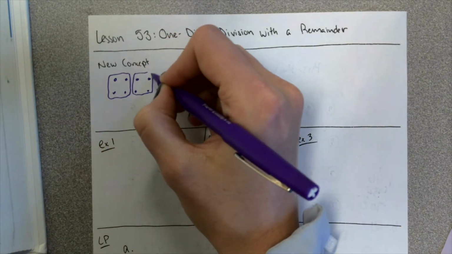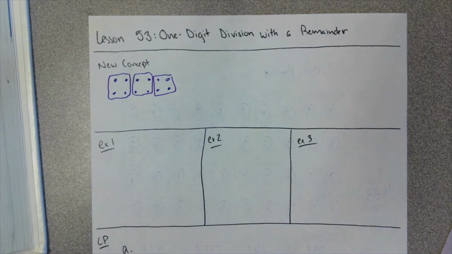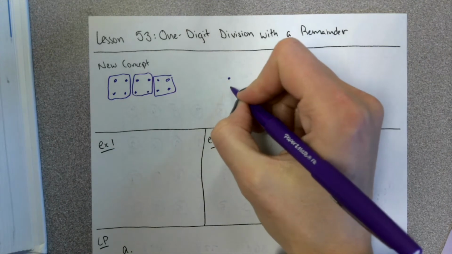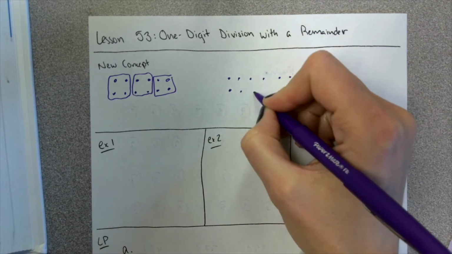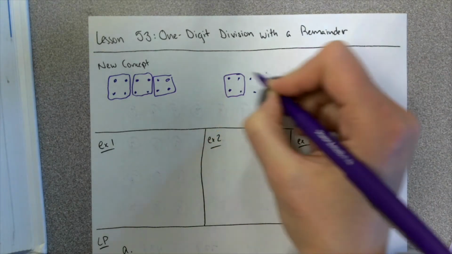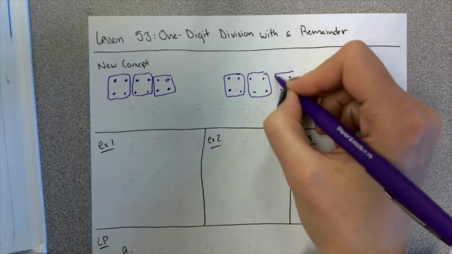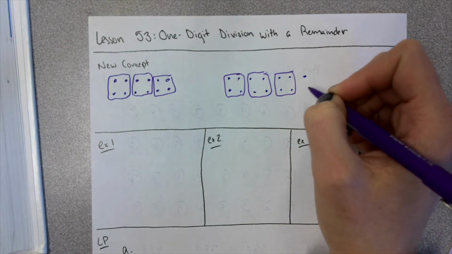4 in each group. Now, if I was going to do that same thing, but instead I had 13 dots, I'd put them in groups of 4, but then I would have 1 left over. This is called my remainder.